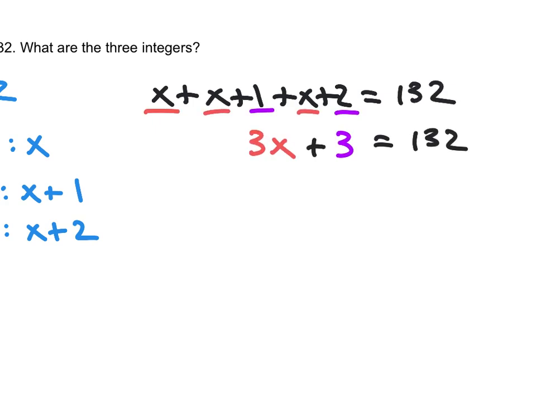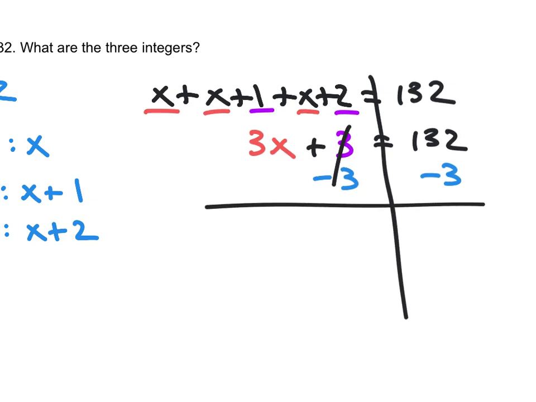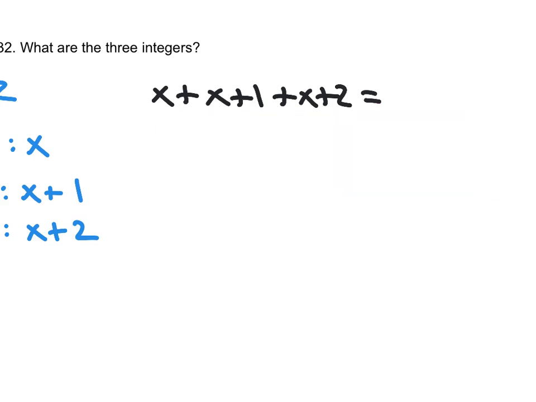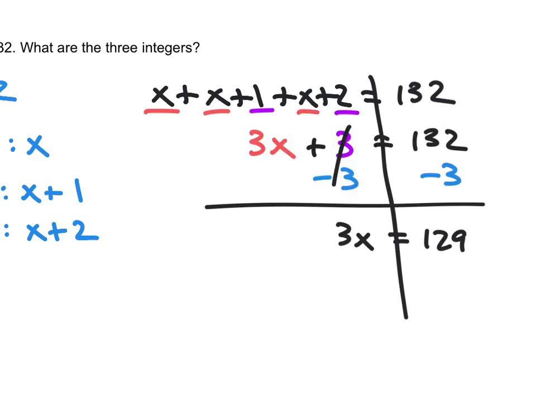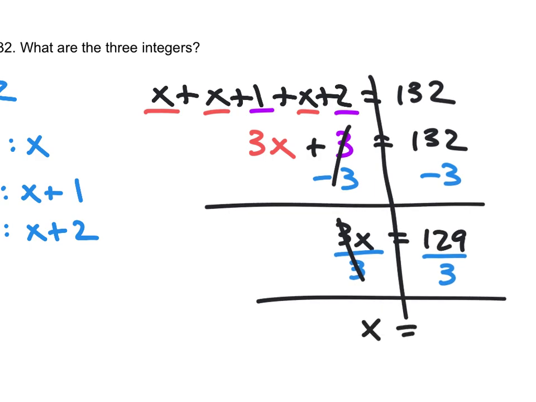So from here, I could subtract 3 from both sides, all right? And this is going to give me, I'm going to draw my wall of algebra here. I'm going to drop down my 3x. And then this is going to give me 132 minus 3, which gives me 129. Okay? Now my last step here is to divide everything by 3 using the division property of equality. And so the 3's divide out, drop down your x. And if I do 129 divided by 3, that's going to give me 43.